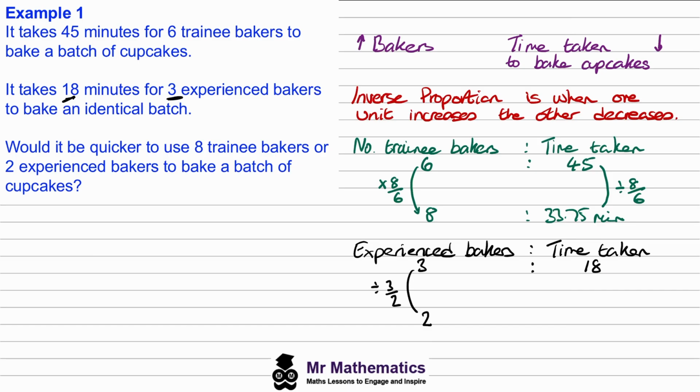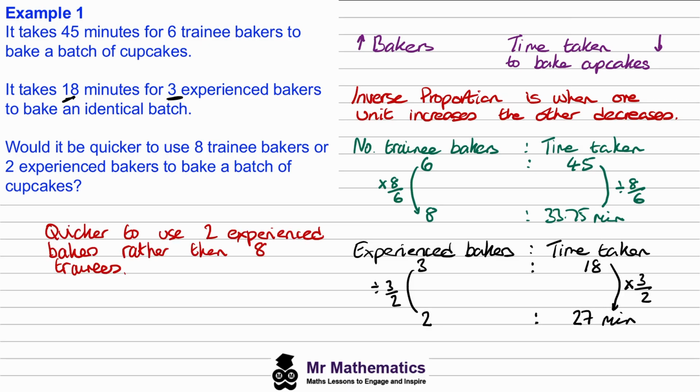And then for the experienced bakers, to go from 3 to 2, we can divide by 1.5. And then we do the inverse to the time taken. So we'll multiply by 3 over 2. And 18 multiplied by 3 over 2 will give us 27 minutes. So you can see it's quicker to use 2 experienced bakers rather than 8 trainees, okay?